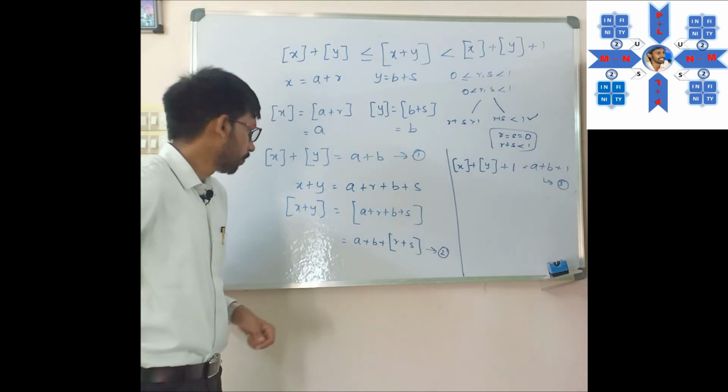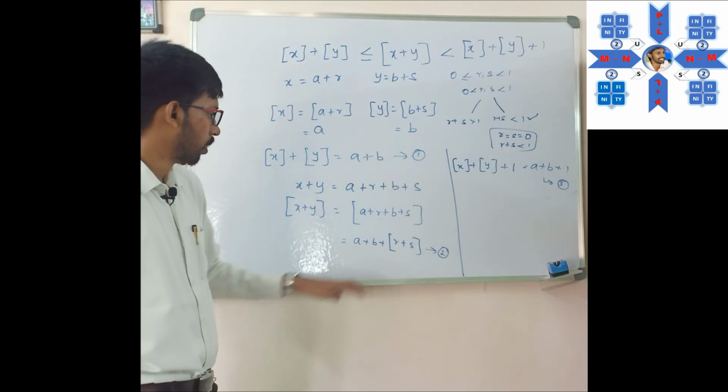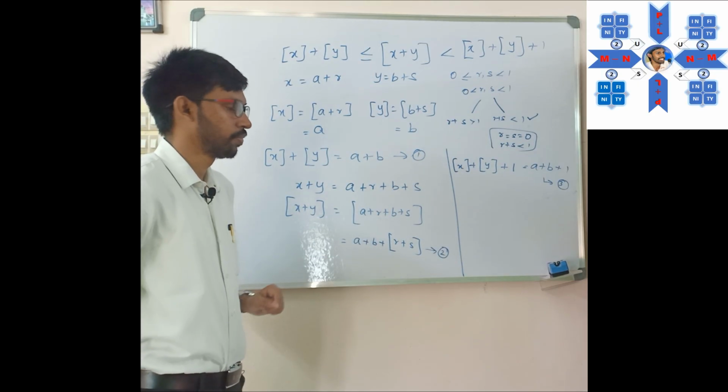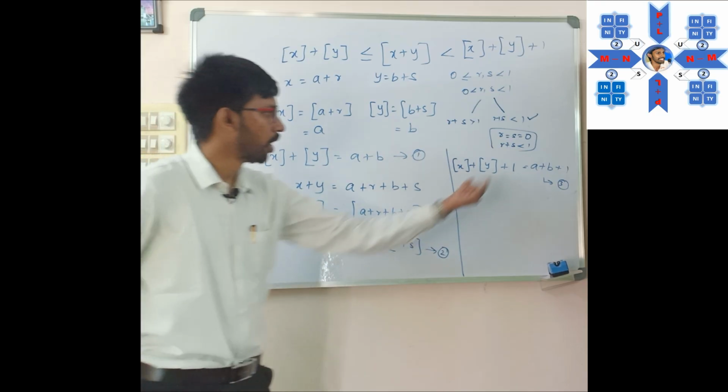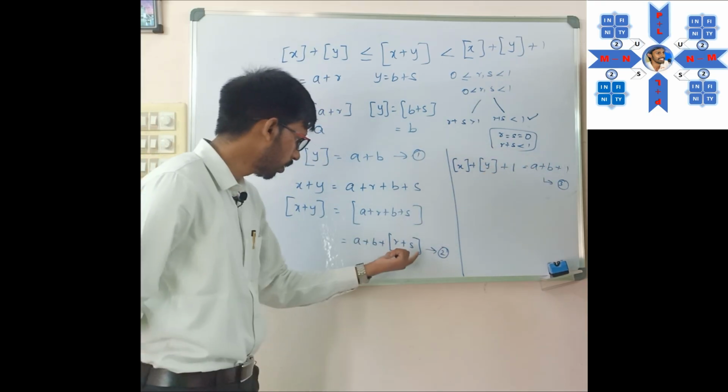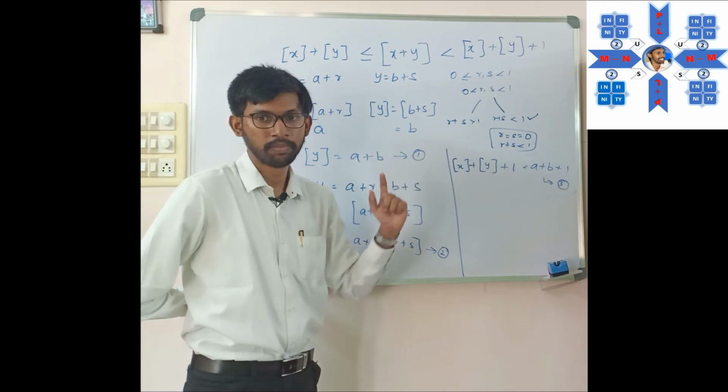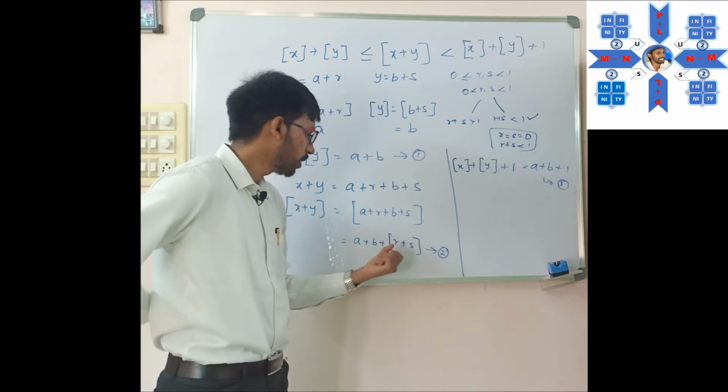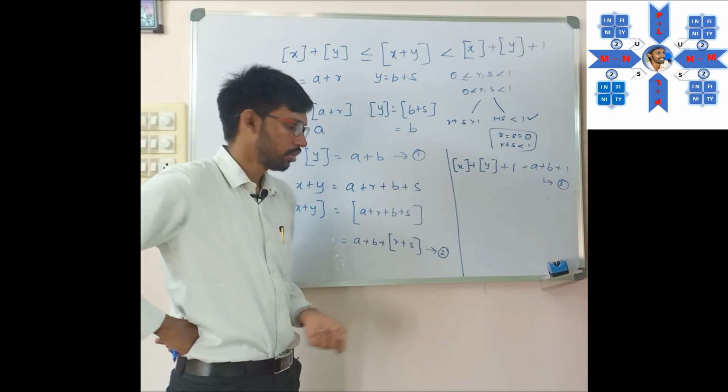Now comparing 2 and 3. So I have a plus b, I have a plus b. So r plus s and 1. So for this r plus s, I have three cases.